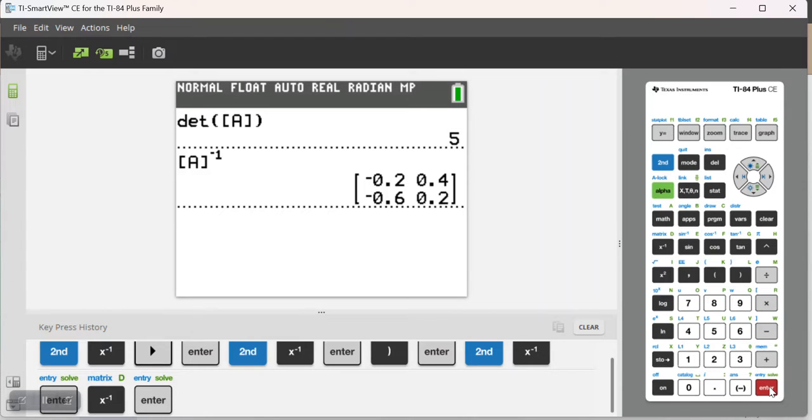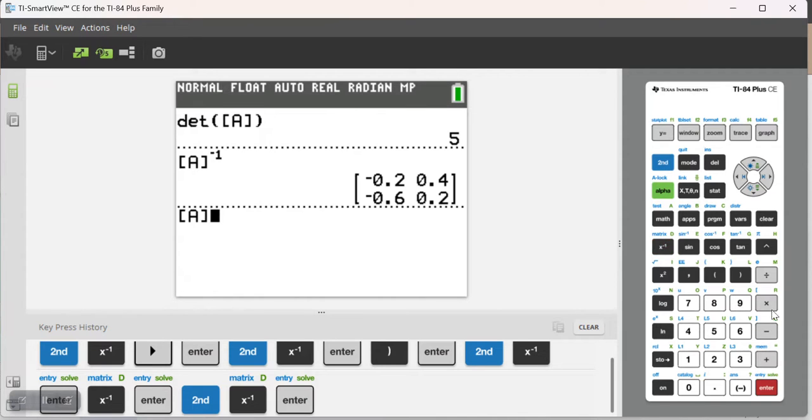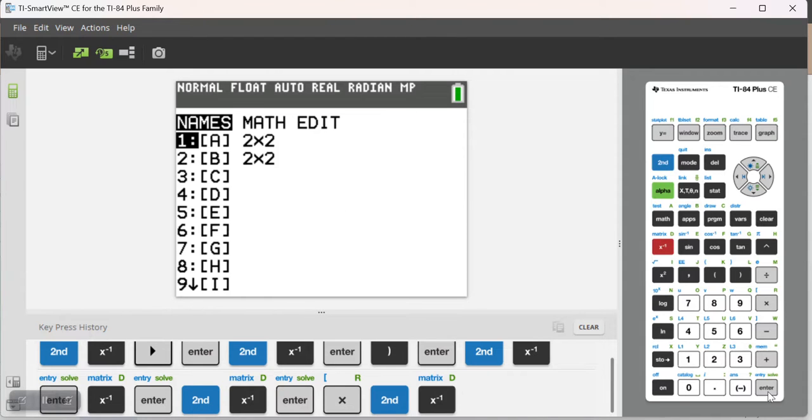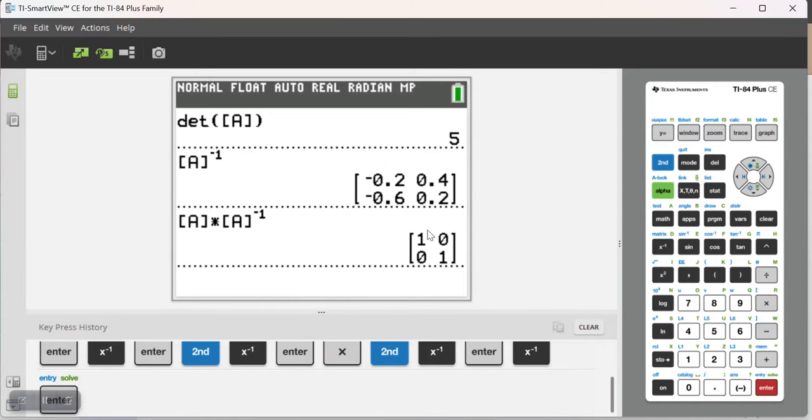Now, one of the interesting things about A inverse has to do with multiplication. If I take matrix A and I multiply it by its inverse, I get what's known as the identity matrix, the 2 by 2 identity matrix.